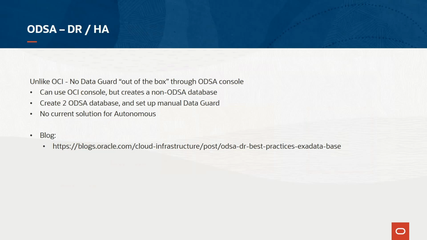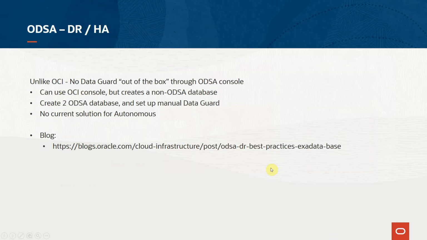So the normal advised way of doing this would be to create two initially standalone ODSA databases and then manually set up Data Guard between them. So get rid of the data files of one of them and basically replace them with those of the primary and set up manual Data Guard between them. That means that at this moment in time, there is no solution for autonomous where that is concerned, because you cannot do that for autonomous.